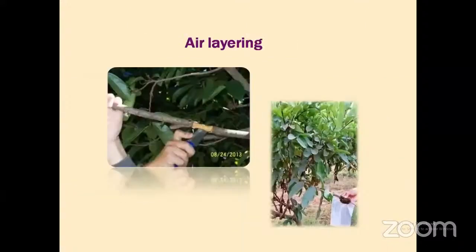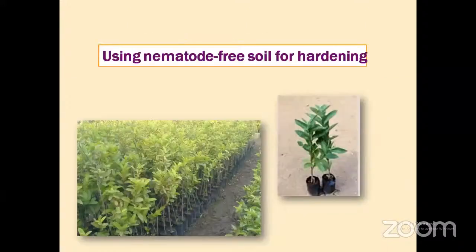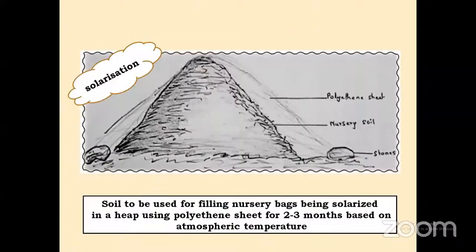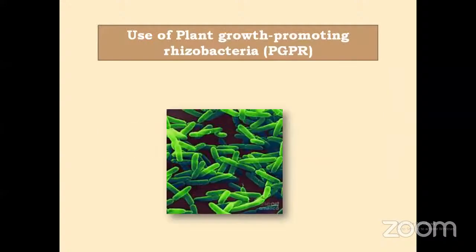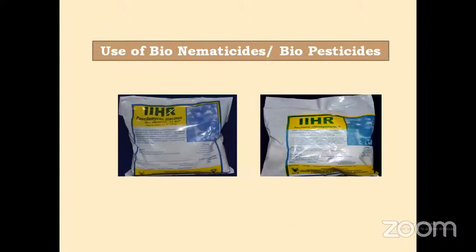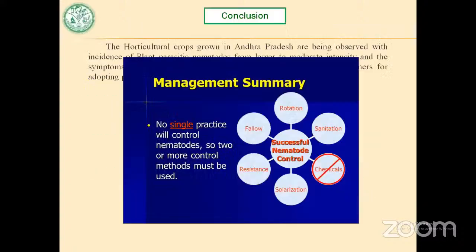Using soilless media, air layering, using nematode-free soil, solarization, use of virgin soils, and growing PGPR, as I already told you, bioagents, plant growth promoting rhizobacteria. So the final conclusion is that nematodes, as you know, are parasitic and always live on other hosts, meaning the plants. As we are basically horticulture faculty, we are learning about horticultural crops.